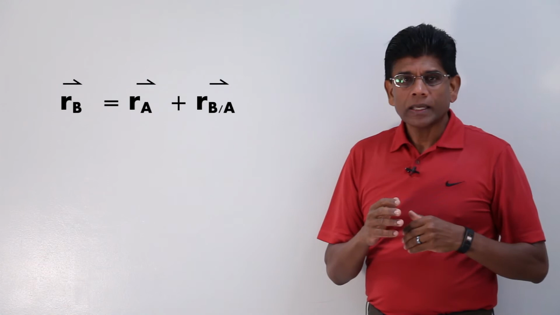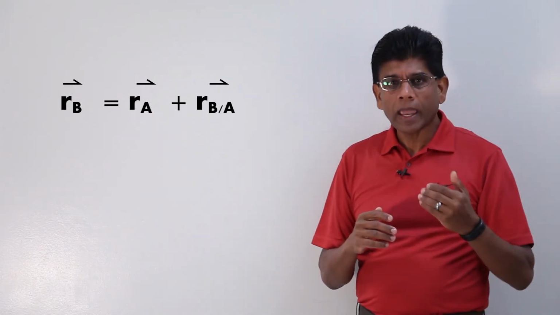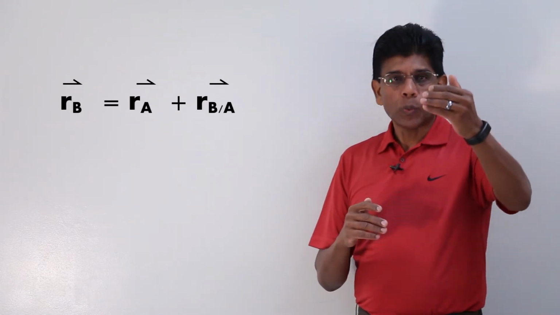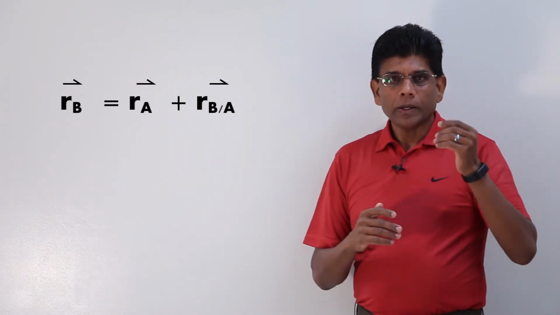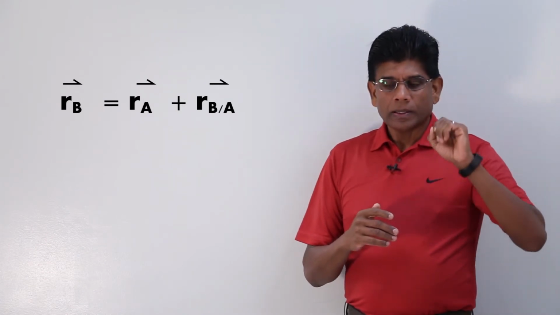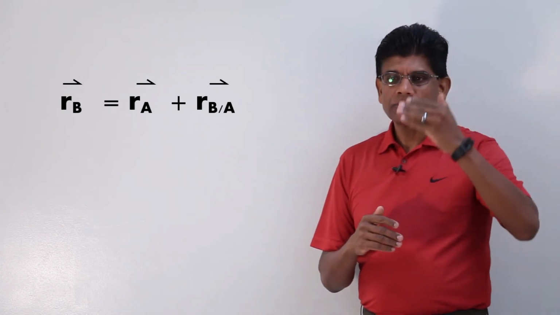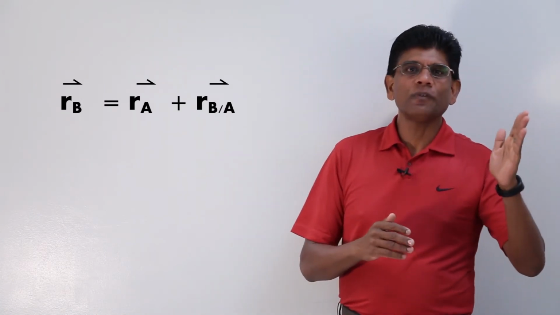As you can see, now the new equation is r sub B is equal to r sub A plus r sub B with respect to A. Notice there is no 0 in this. r sub B means its absolute position of train B with respect to a fixed frame.